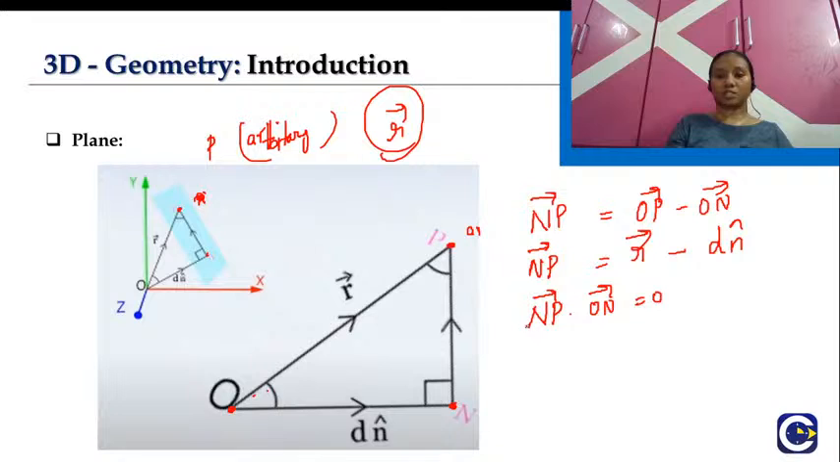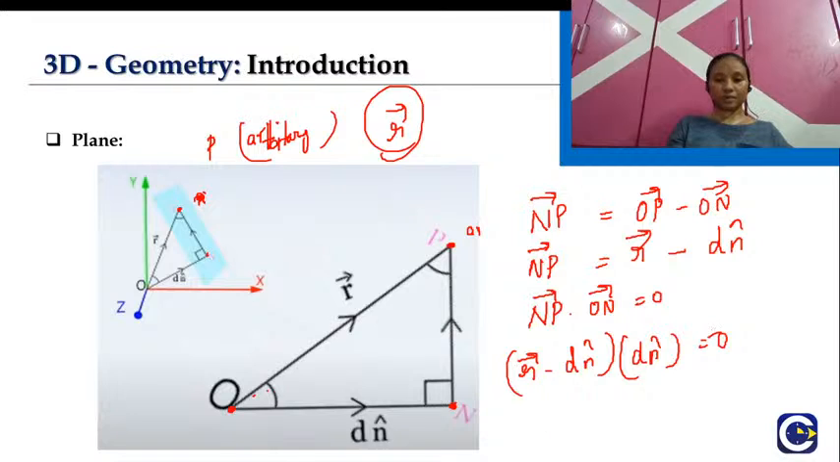Right. So now what is my NP vector? I got my NP vector to be R bar minus D into N cap, and my ON bar is nothing but D into N cap. So if we try and simplify this, we end up having the equation R bar dot N cap is equal to D. So let me do that also. So let's multiply it. So it will be R bar dot D N cap minus D square N cap into N cap is equal to 0.